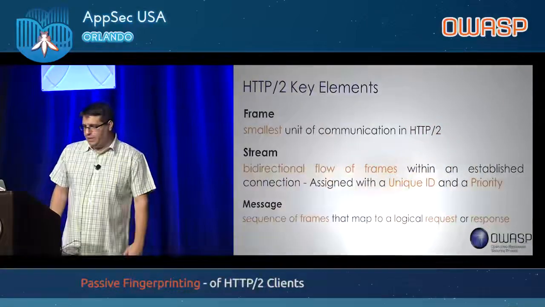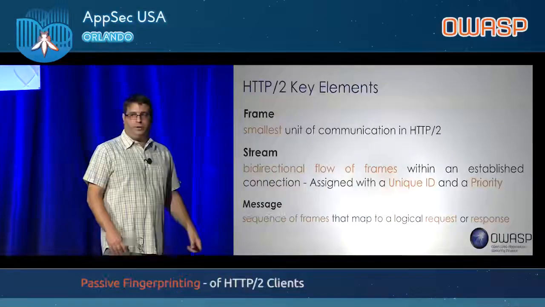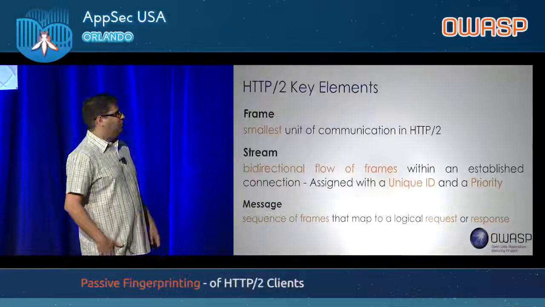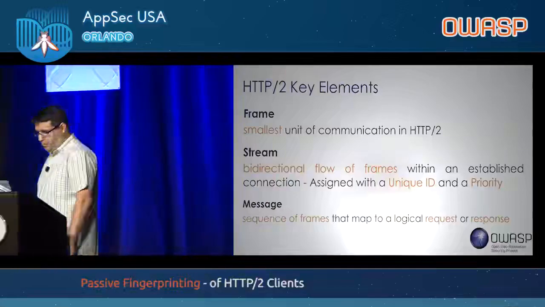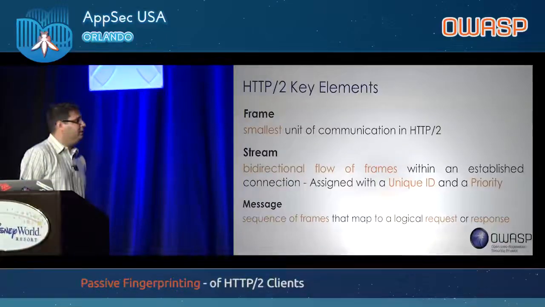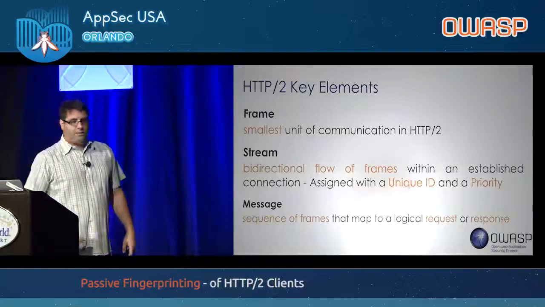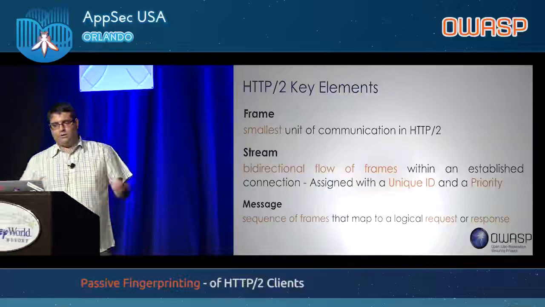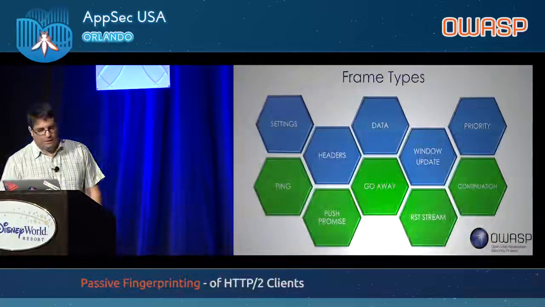So just a quick recap. Those are the key elements. We've seen the frames, which are the smallest unit of communication. We've seen what streams are, which are flows of frames. Each of them is assigned a unique ID, and later on a priority. And we've seen what messages are, which are a logical grouping of frames into requests or responses.